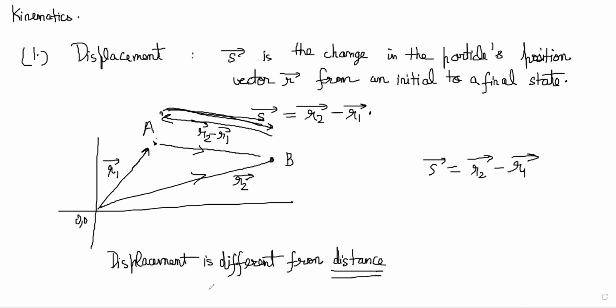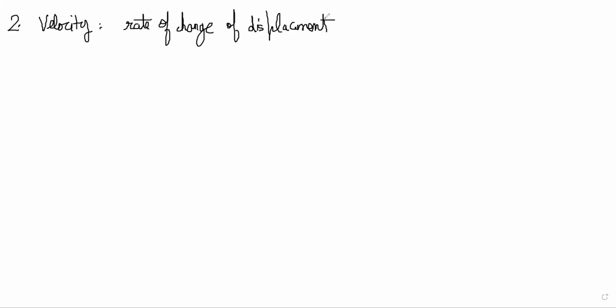Let's go to the next concept, which is the concept of velocity. Velocity is defined as the rate of change of displacement. Anytime we have a rate of change of something, we define it as a derivative. So it can also be written as the rate of change of the position vector of a particle. Why is it being written as the rate of change of two different things? So let's see why.